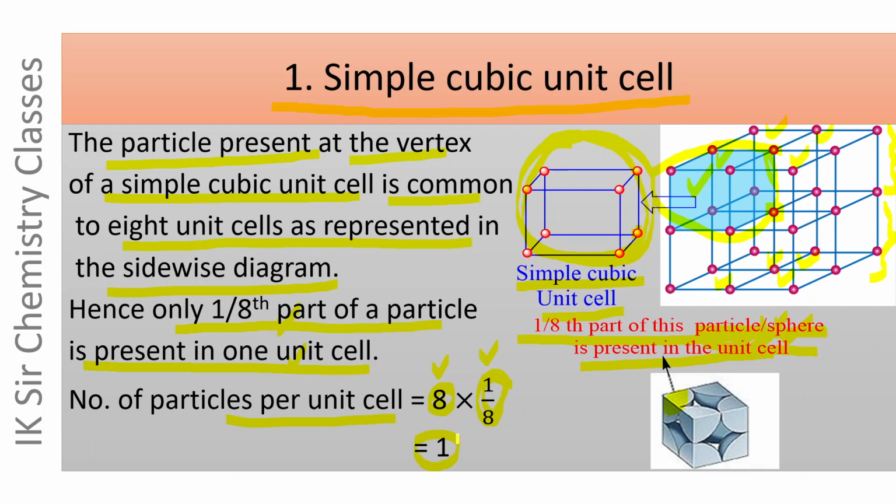Obviously, there is only one particle which is present in a simple cubic unit cell. It is quite surprising. According to this figure, it appears that there are 8 particles in the simple cubic unit cell, but it is not true. Actually, only one particle is present in simple cubic unit cell because only 1 by 8th part of a particle present at the vertex is present in one unit cell.